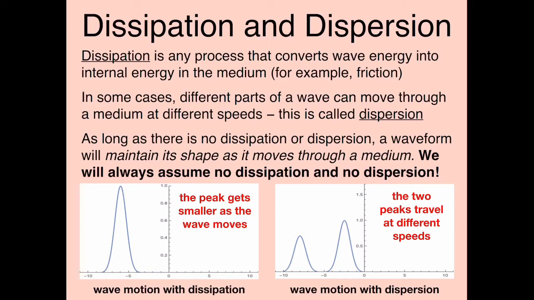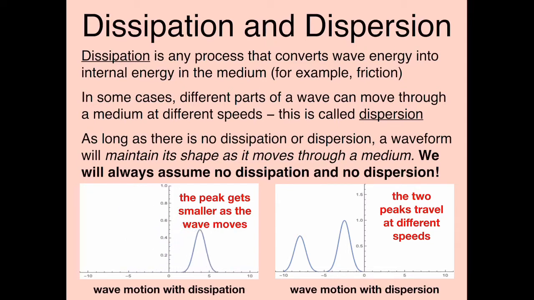Another thing we need to know is that in some cases, different parts of a wave can move at different speeds through your medium. That's called dispersion. So dispersion is when different parts of the wave move at different speeds. Okay, so those are the definitions. Let's take a look at this animation on the lower left, where I show you what it looks like if a wave moves with some dissipation. Okay, so the wave is losing energy as it moves, and the peak of that wave is getting smaller. That's what it looks like when you have dissipation. And eventually, that wave could just disappear altogether if it keeps dissipating energy.